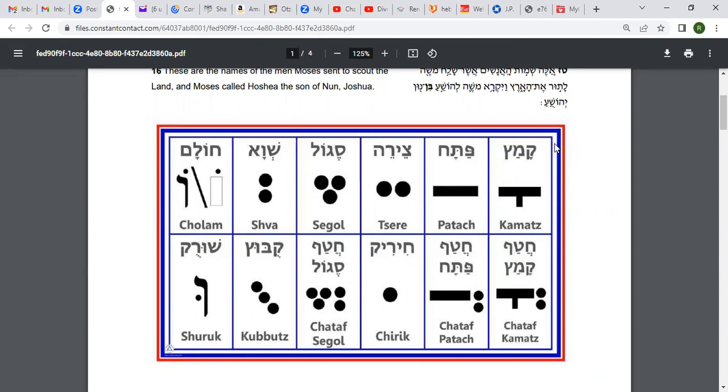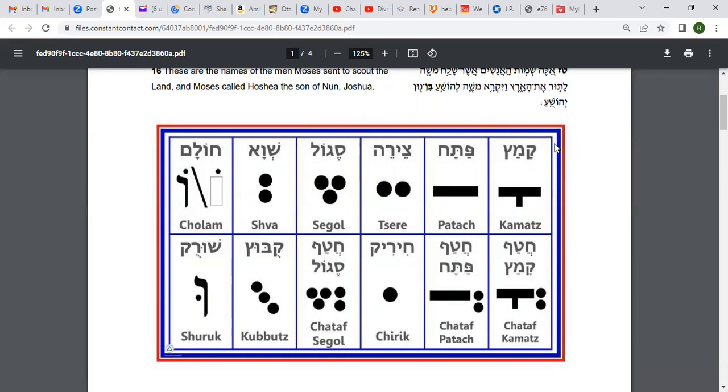The one under the kuf is that kamatz. And then you have a patach, that's under the pei in patach. Then you have tseirei. Tseirei makes the ay sound. That's what's under the tzadi in tseirei. Then you have segol. That's the 3 dots. That's what's under the samach. You have shiva. The shiva is the I sound. That's what's under the shin.